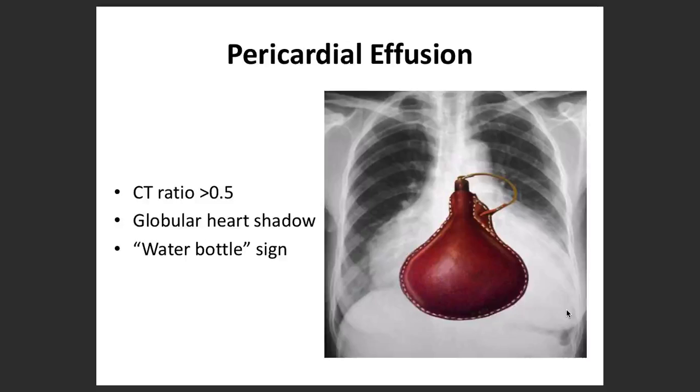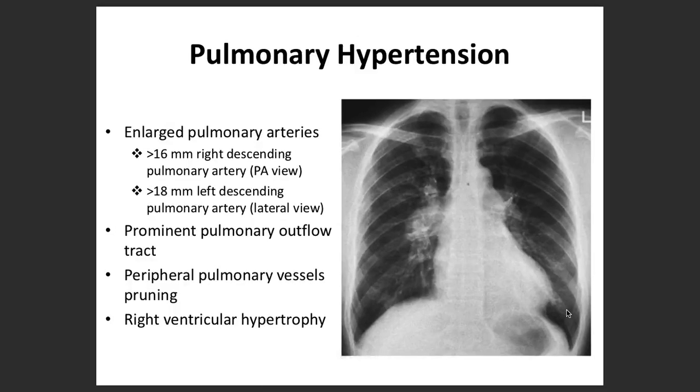One of the other important things we always come across is pulmonary hypertension. So what is pulmonary hypertension? The pulmonary arteries are pretty much enlarged. What we notice especially in the PA view is that the right descending pulmonary artery is prominent, up to 16 millimeters. For the left side, seen more in the lateral views, it is 18 millimeters. The pulmonary outflow tract is going to be more prominent. Peripheral pulmonary vessel pruning is going to be there.